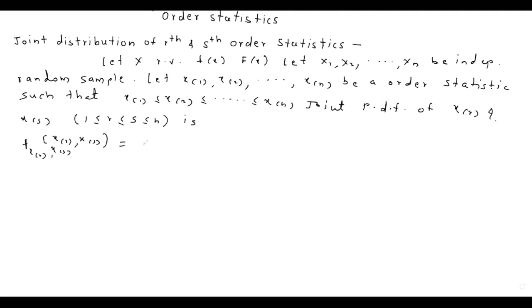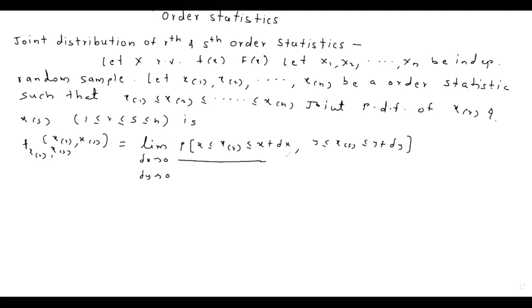By definition, we have this as the limit as delta x tends to 0 and delta y tends to 0 of the probability that X of R is between x and x plus delta x, and X of S is between y and y plus delta y, divided by delta x into delta y.